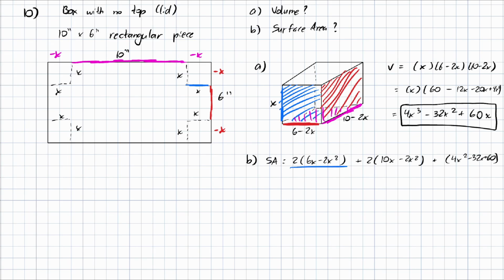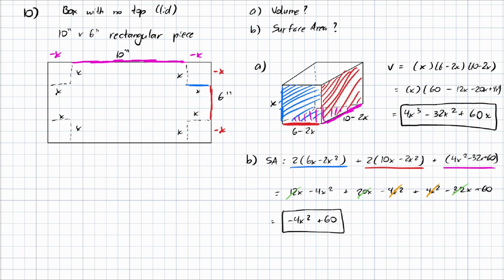Alright, we'll just simplify and go with it. Let's see, red and pink. I get 12x minus 4x squared, plus 20x minus 4x squared plus 4x squared minus 32x plus 60. Alright, different colors, right? 12x and 32x, these cancel, right? And then these two cancel. So your answer is just negative 4x squared plus 60.